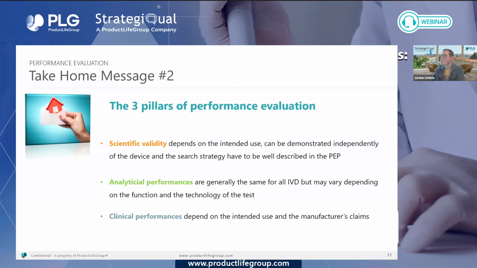And as a second take-home message, we can see that the three pillars of performance evaluation are different. For example, scientific validity depends on the intended use. We saw that we can demonstrate the scientific validity independently of the device, and the third strategy has to be well described in the performance evaluation plan. Analytical performances are generally the same for all IVD, but may vary depending on the function and the technology of the test. Finally, clinical performances depend on the intended use and the manufacturer's claim.